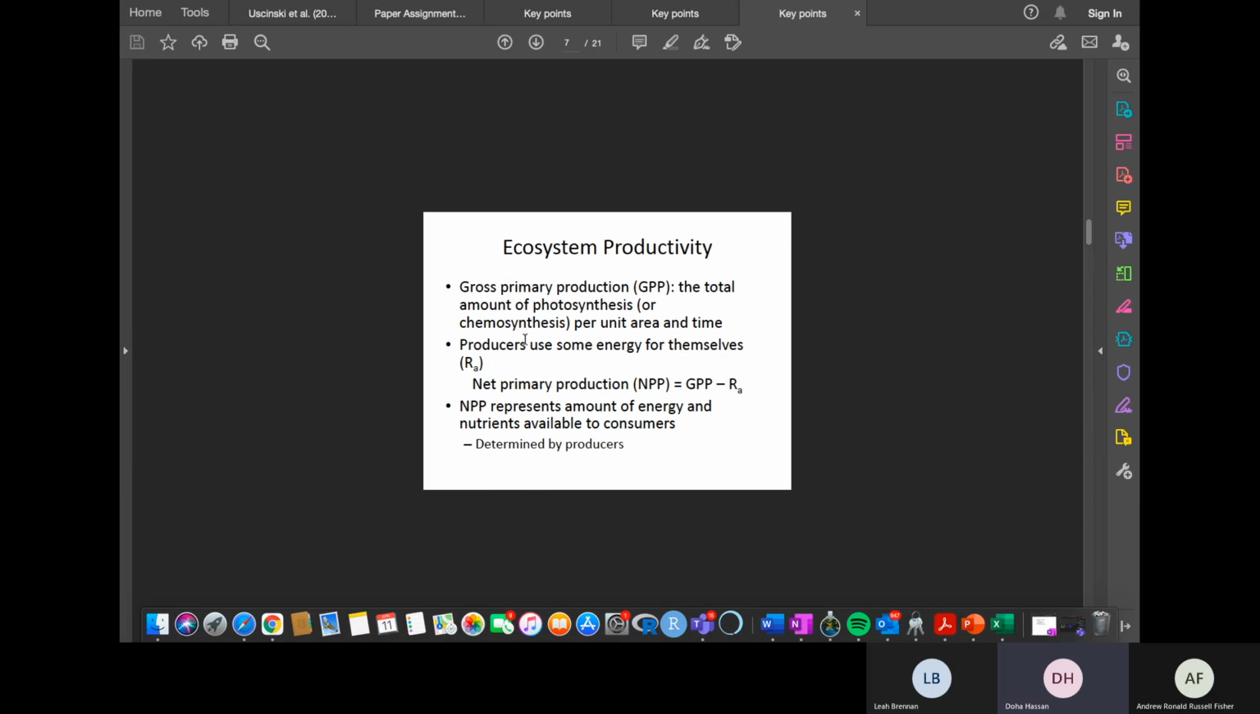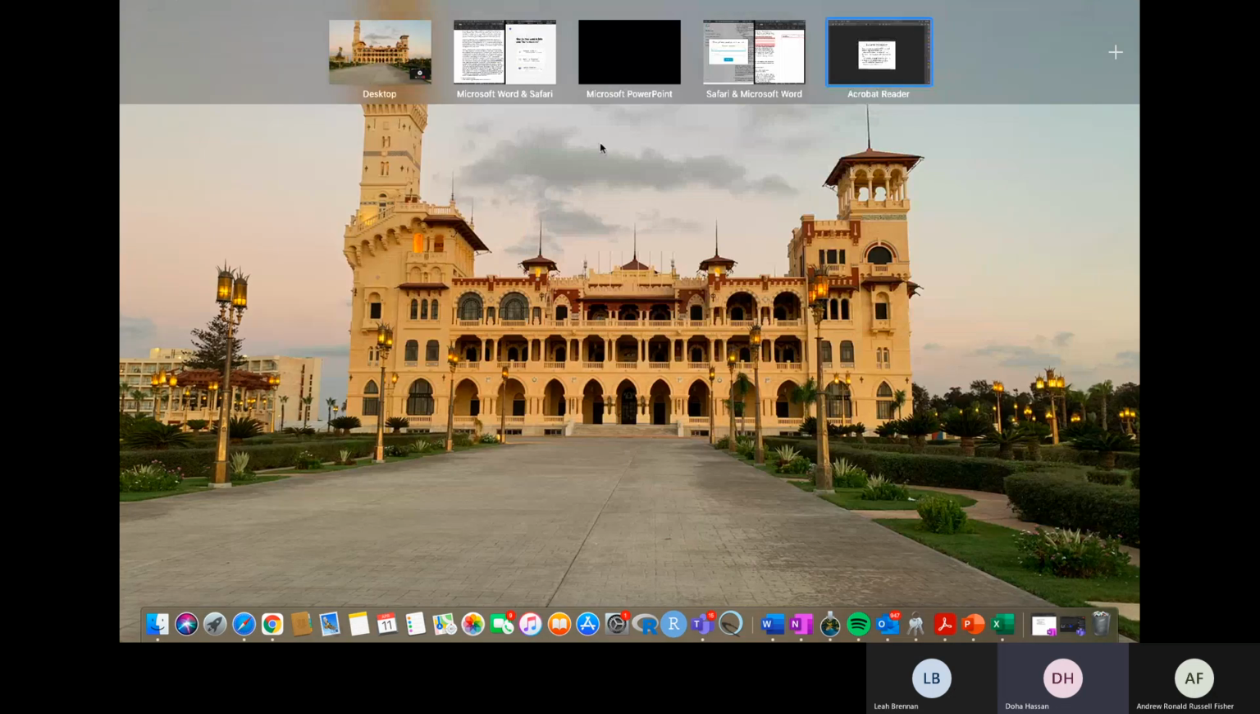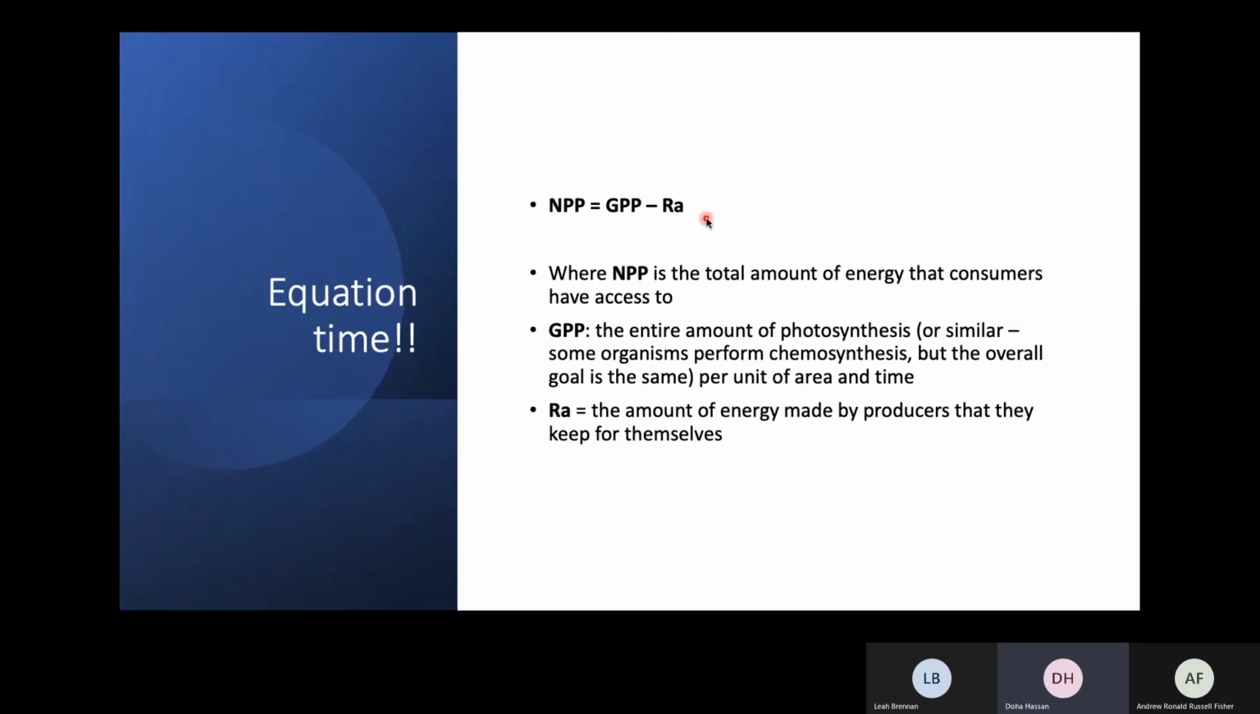NPP stands for net primary production. GPP is gross primary production. Even in first year, I just used the variables and never actually remembered what they were called. NPP is the total amount of energy that consumers have access to. It doesn't mean that this is the amount of energy that they're actually able to use, once you consider how efficient they are at capturing it, but it is the amount of energy that's available to them as a result of production by the primary producers.